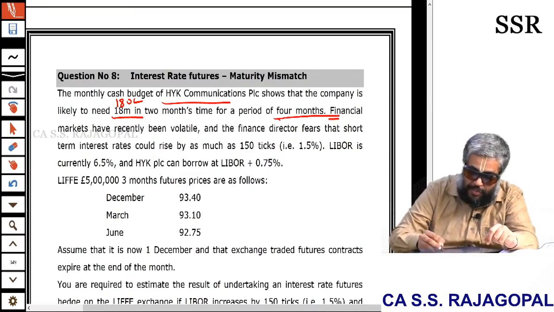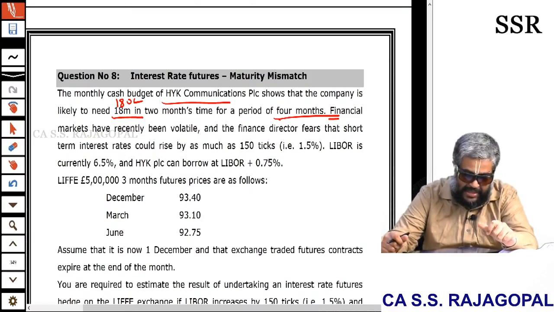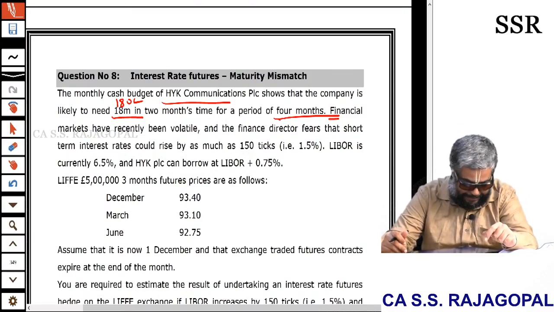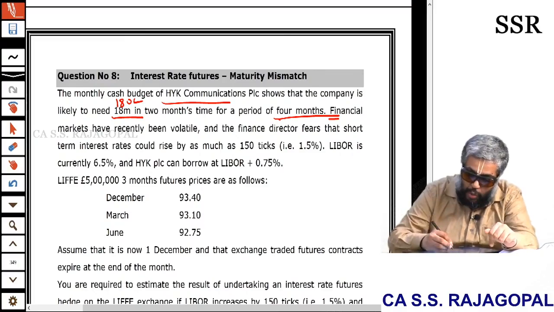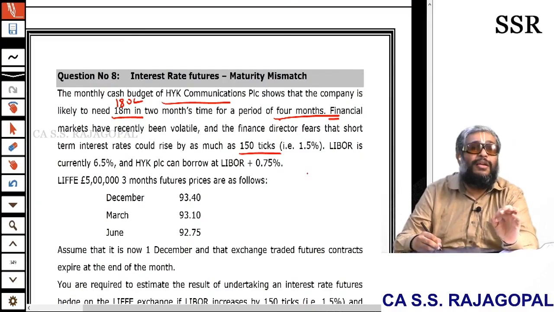So it has to borrow for how many months here? 4 months. Financial markets have recently been volatile, and the finance director fears that short-term interest rates could rise by as much as 150 ticks. Understand, friends, one small new terminology.